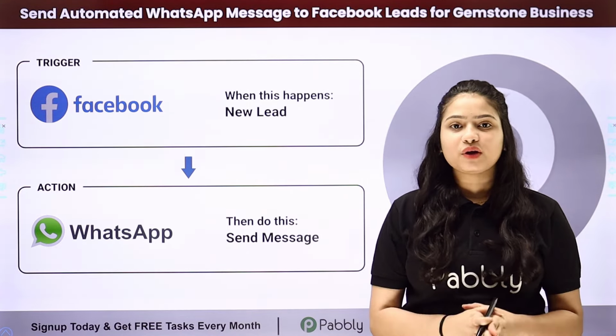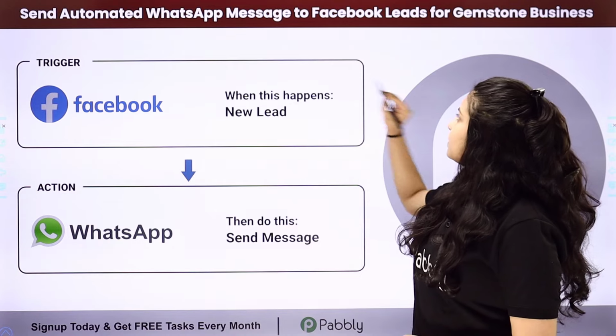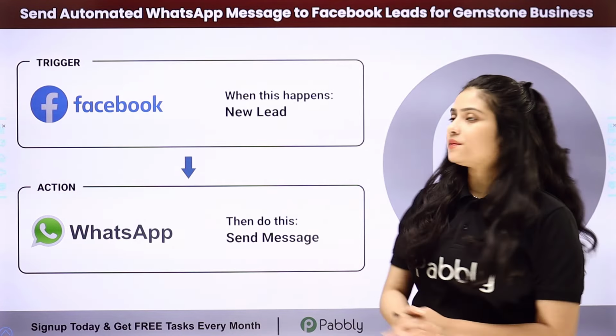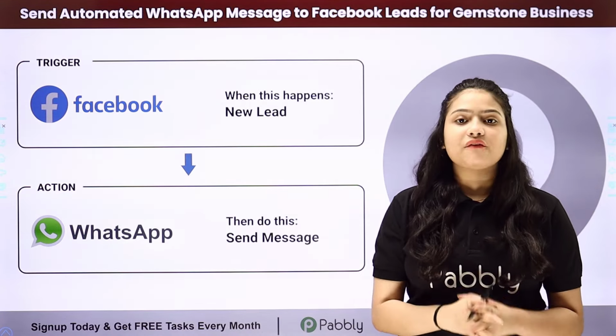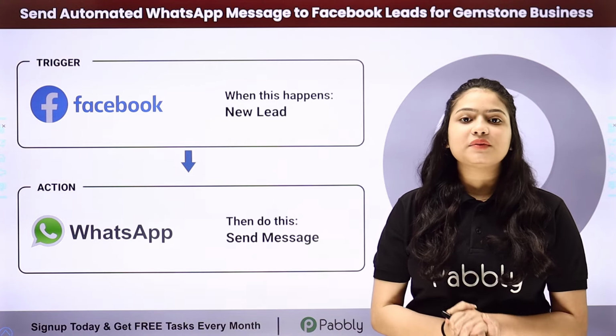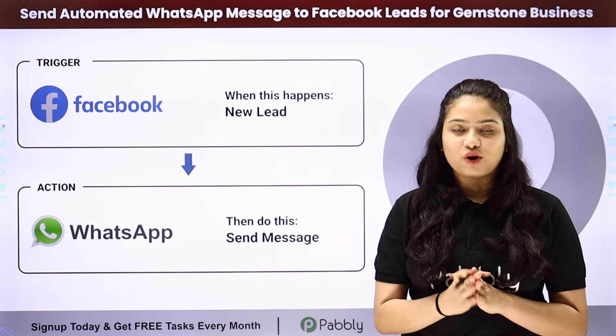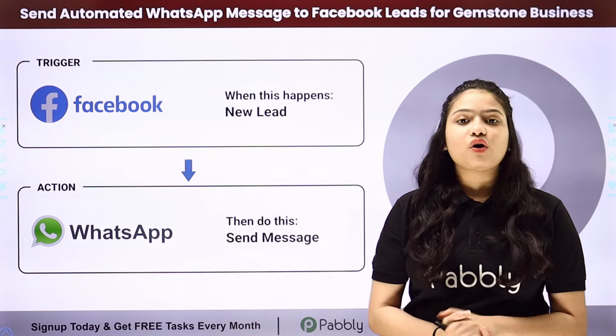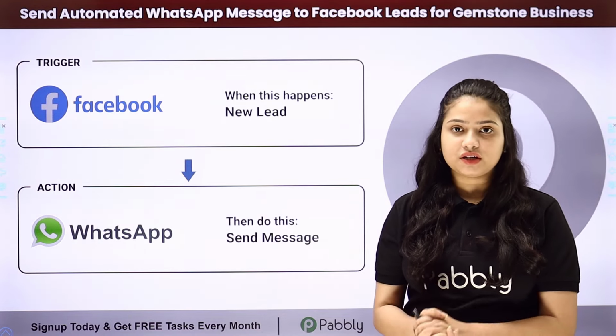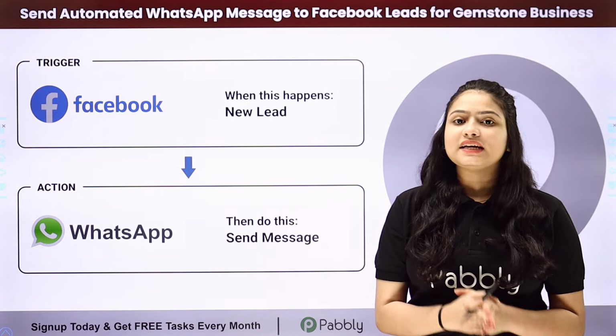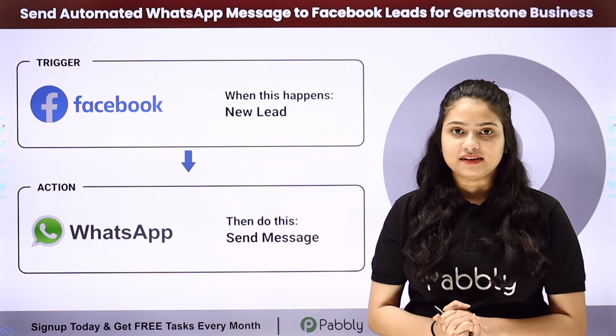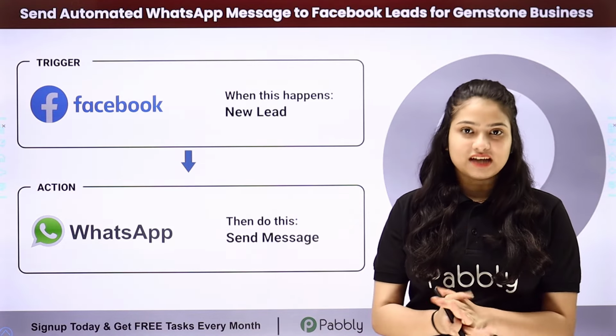In this video, we are going to learn how to send automated WhatsApp messages to Facebook leads for a gemstone business. Suppose I'm having a gem store and to promote my business, I'm also running an ad campaign on my Facebook page. And now I want that as soon as a new lead is generated through Facebook lead ads, a WhatsApp message should automatically be sent to that same lead. So how are we going to automate this entire process?